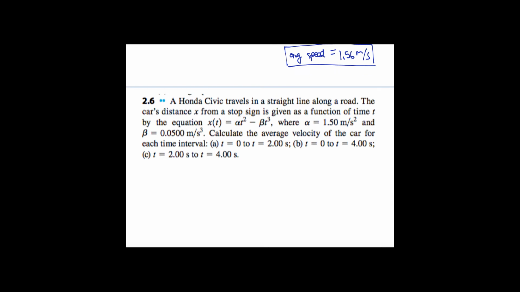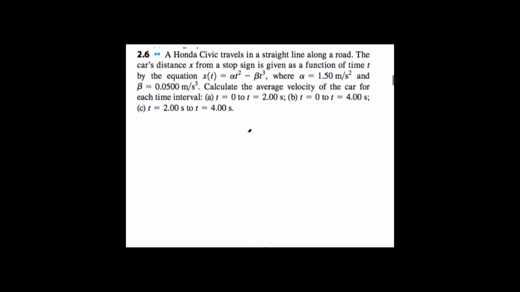Continuing on to 2.6. A Honda Civic is traveling along a road. The car's distance is given by this function here. Now we have some Greek letters that have values attached to them, and they're choosing to give you this in a kind of parametric form where you have a value assigned for alpha and a value assigned for beta. Keep in mind these do have units.